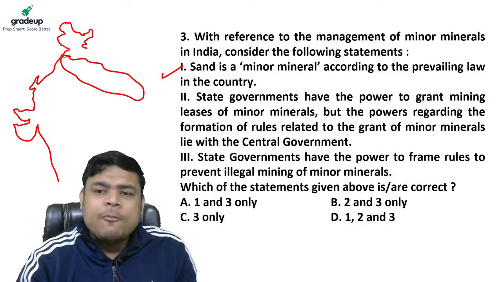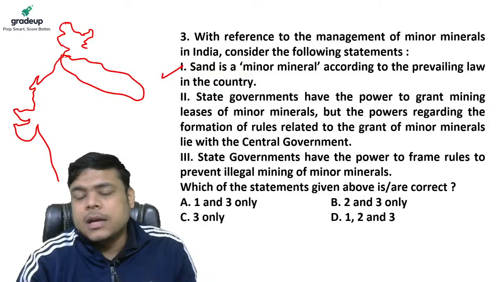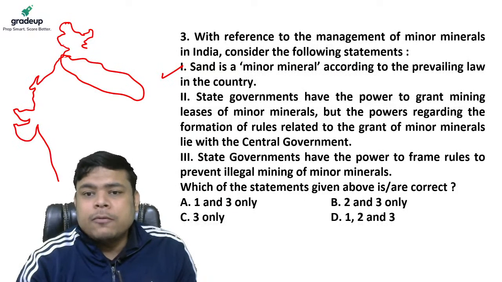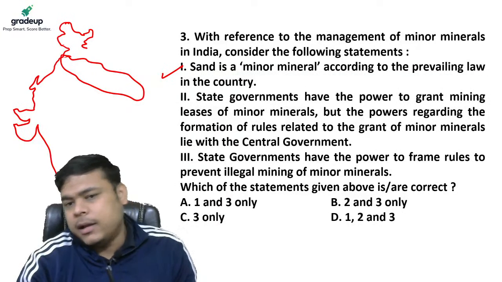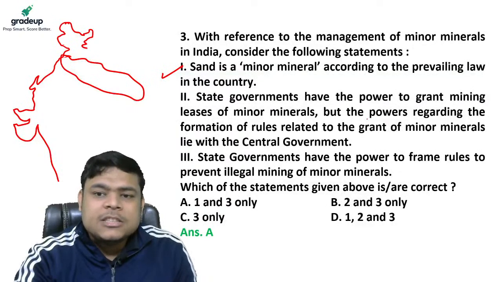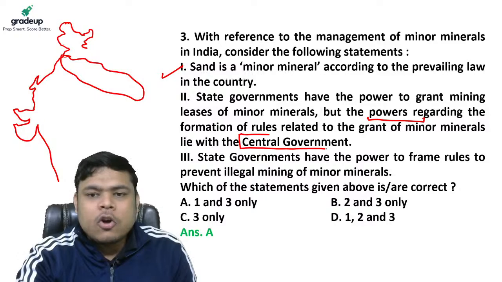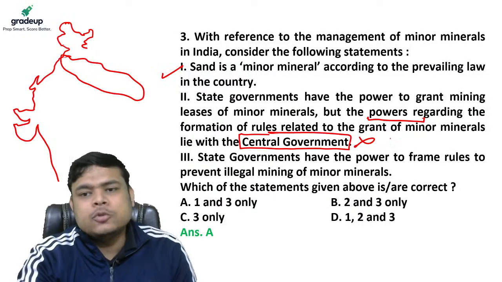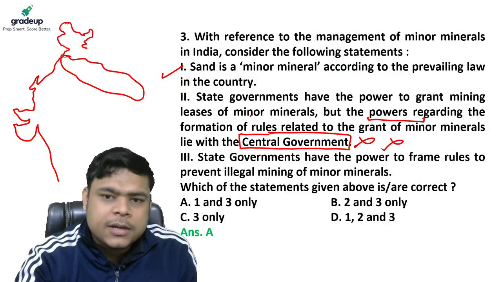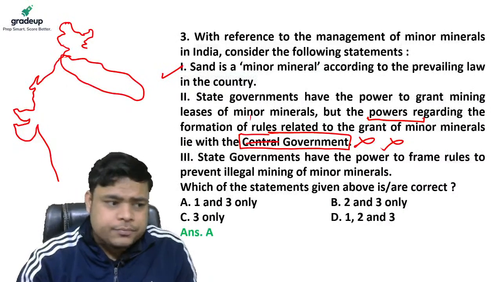Then, state governments have the power to grant mining leases of minor minerals, but the power regarding the formation of rules related to the grant of minor minerals lies with the central government. Guys, this statement is partially correct. This power is also with the state government, not with the central government, my dear friends. Hence, this statement becomes wrong. If here it were written state government, then this statement would be correct, but this is wrong, my dear friends.